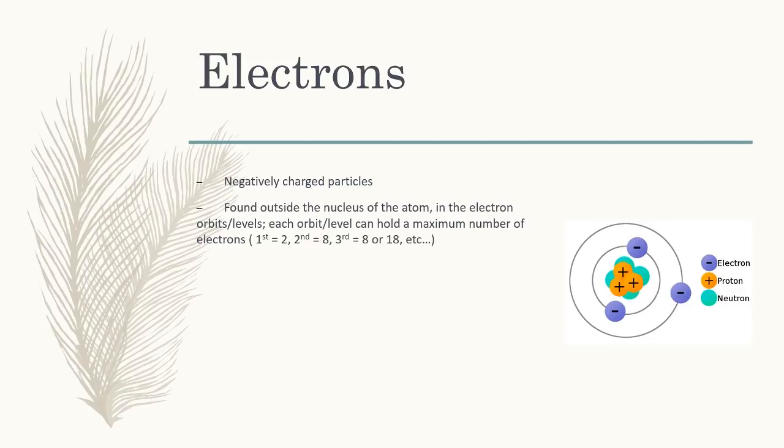That will probably come up a little bit when we talk about what's called the octet rule and why the noble gases are so stable. But for now, just understand that you go up in energy levels, and 2, 8, 8 is usually what we're going to work with in the models we're going to be making.